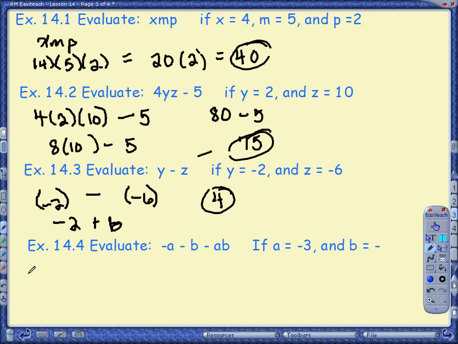Okay, here, I left out the b value, and the b value here should be -4. So we have the opposite of -3, I mean, for A.